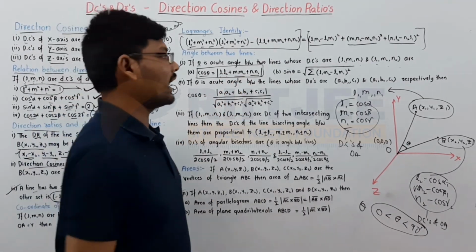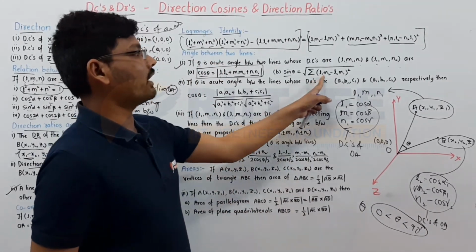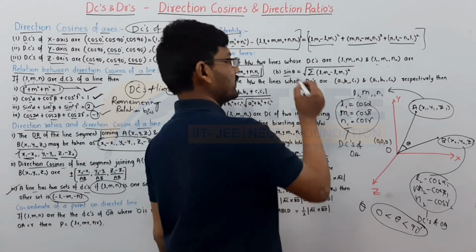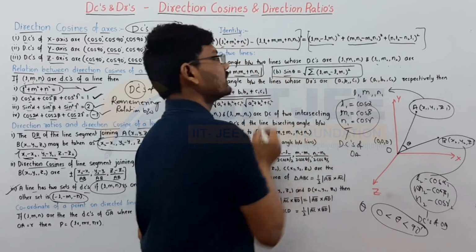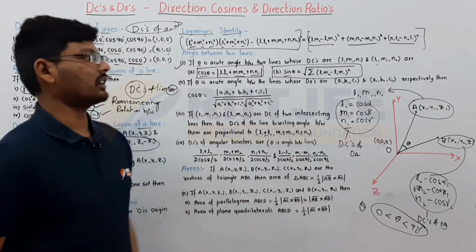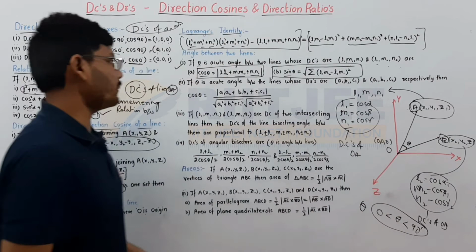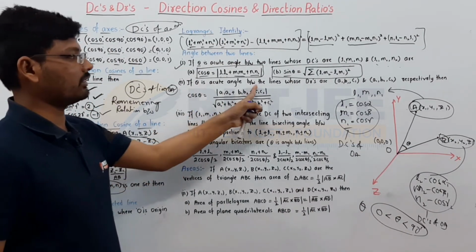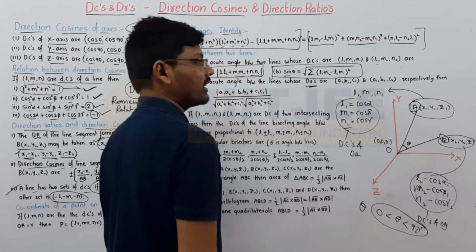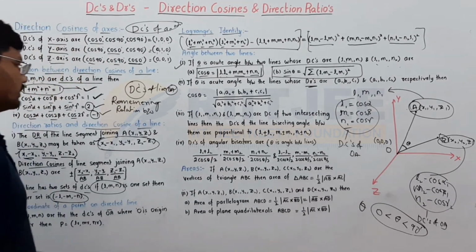Then cos theta is equal to modulus of L1 L2 plus M1 M2 plus N1 N2, and sin theta is equal to square root of sigma L1 M2 minus L2 M1. This is the sin theta value for the direction cosines of the two lines OA and OB. And the next point is, if theta is an acute angle between two lines, then we can find the direction ratios, the DRs, here.